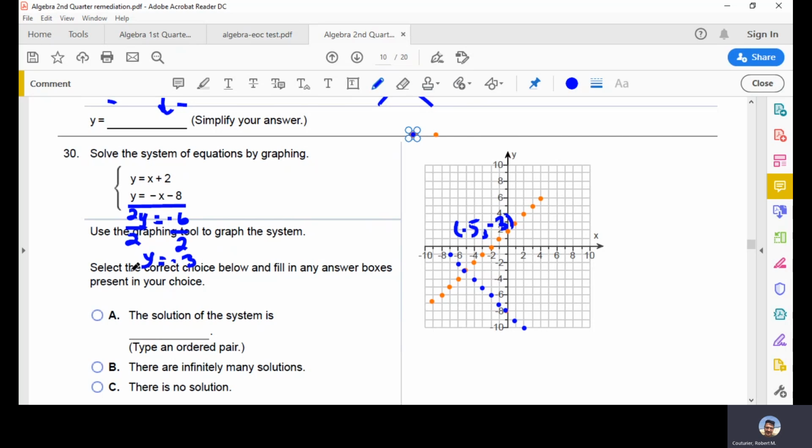So if we know that y equals negative 3, we can take the negative 3 and plug it back into one of our original equations. So y, oops, we already have our y.